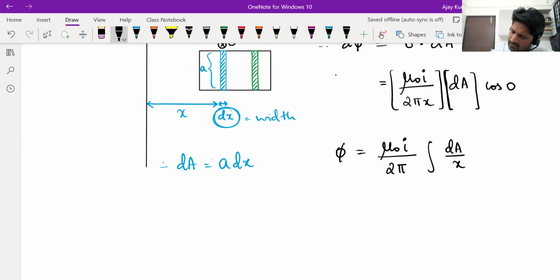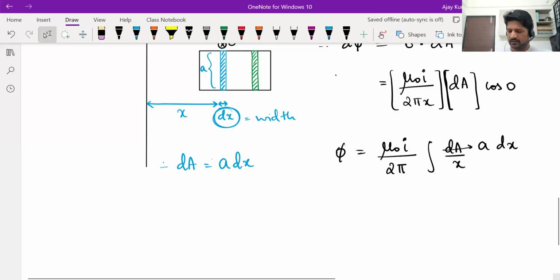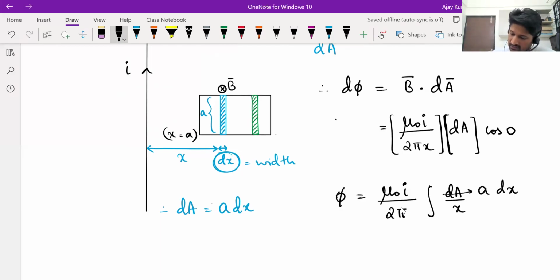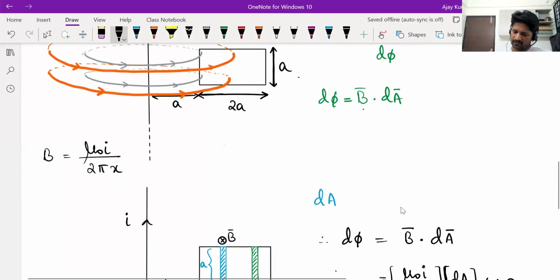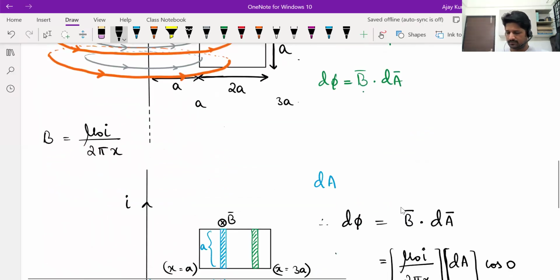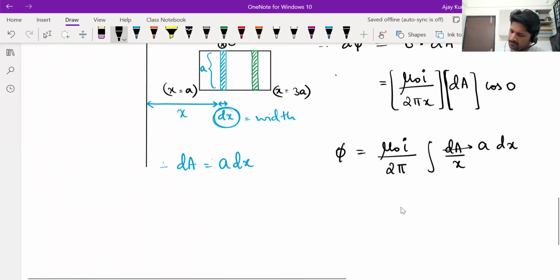Okay, if you substitute dA as small a dx, then small a goes out of the integral. dx by x can be integrated. And to cover the entire rectangular sheet or surface, x should vary from a to 3a. The final value of x is 3a. The side of the rectangle itself is 2a. So here it is a and here it is 3a, the x value. So the limits will be from a to 3a.